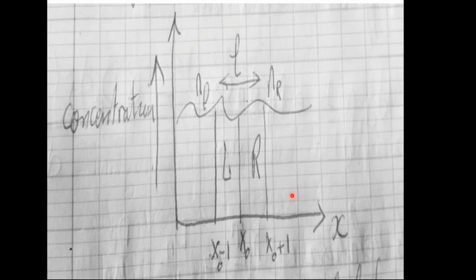So the delta N is the summation of the two concentrations in the two regions.